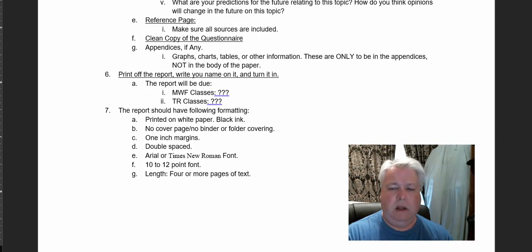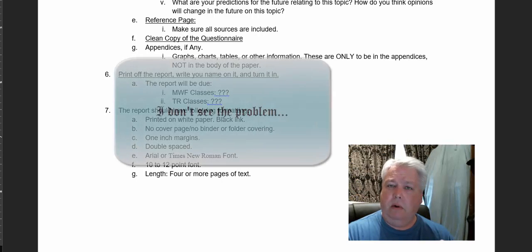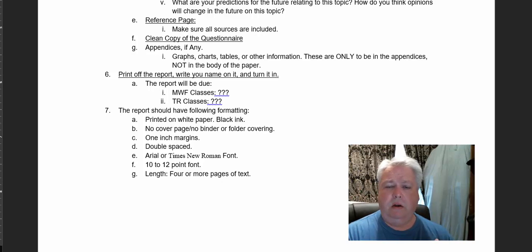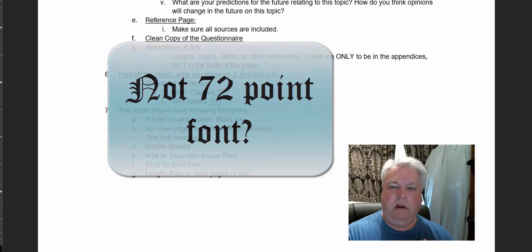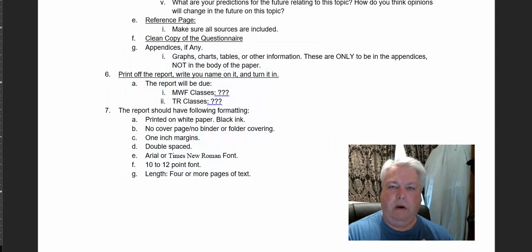It's going to be in Arial or Times New Roman font. Arial's good. I prefer Arial, but Times New Roman is okay too. If you notice on the handout, the walkthrough, I've actually put the font in that font so you can see what it looks like. I prefer Arial. That's the standard for a lot of writing in science. And make sure it's 10 to 12 point. It doesn't need to be 18 or 20 point font. No bigger than 12 point, no smaller than 10 point.